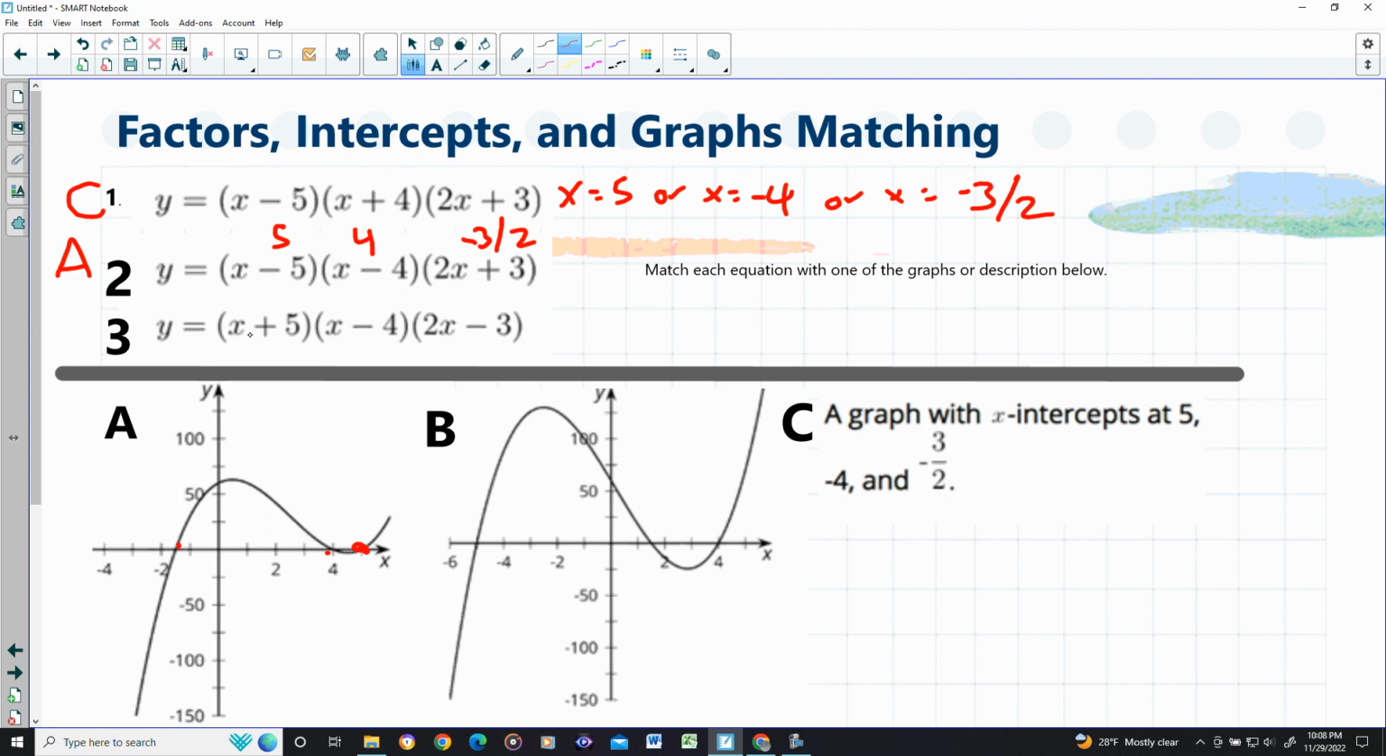And just matching here, again, make sure that even though it's the last option, make sure there's no funny business. Negative 5, the x-intercept will be at negative 5, the x-intercept will be at 4, and the x-intercept will be at positive 3 over 2, 1.5, there you go. Okay, perfect, so it looks like that's certainly B. There we go. All right, isn't it nice when things just work?